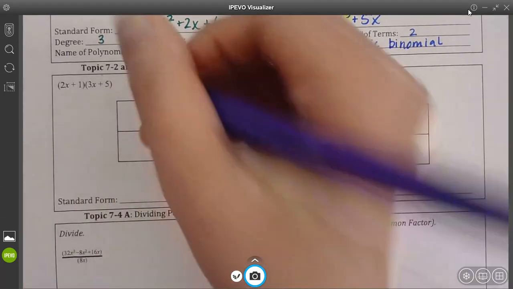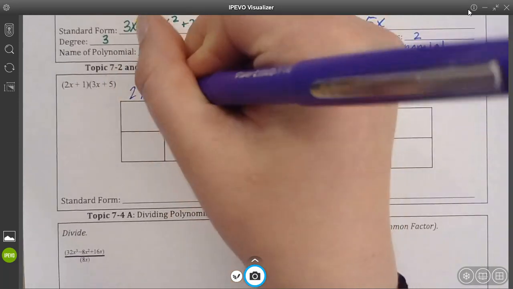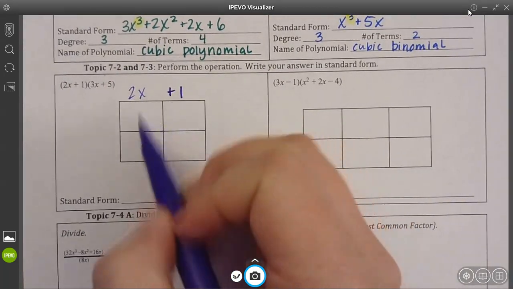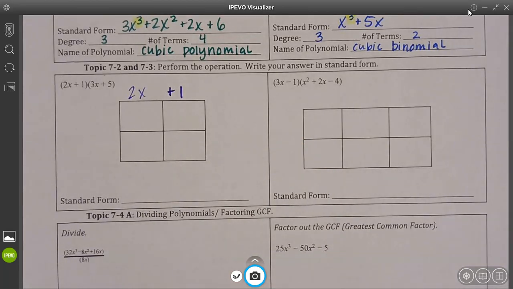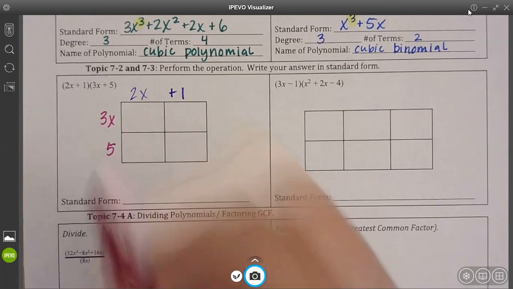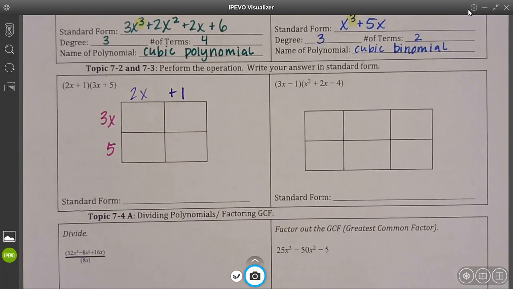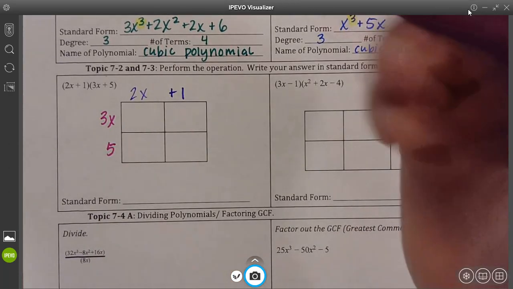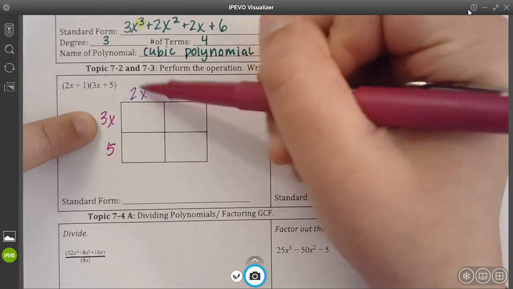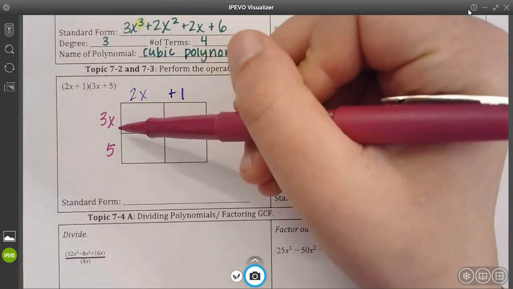So 2x plus 1, I'm just going to write at the top. So they kind of each get their own column here. And then I'm going to take my 3x plus 5, and I'm going to write it down the side. So what we're going to do here to multiply is look at this box right here, and take the term above it and multiply it by the term at the left.